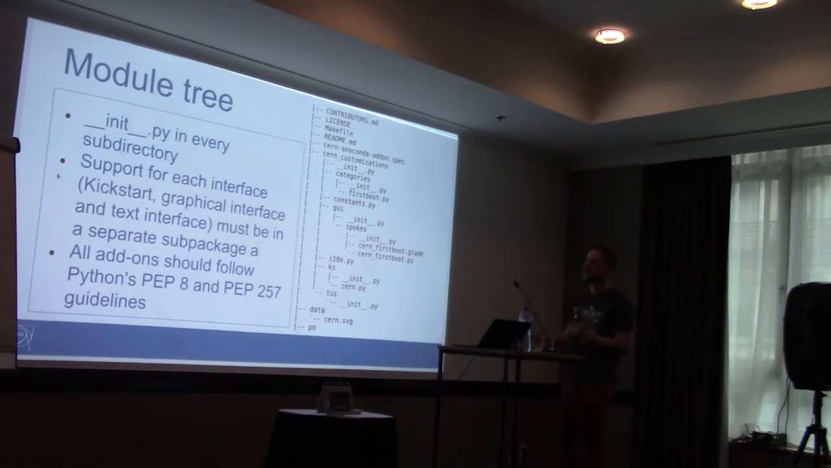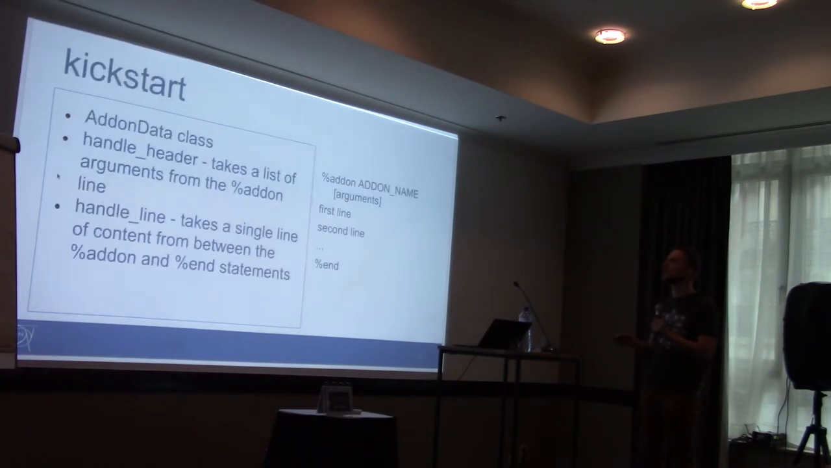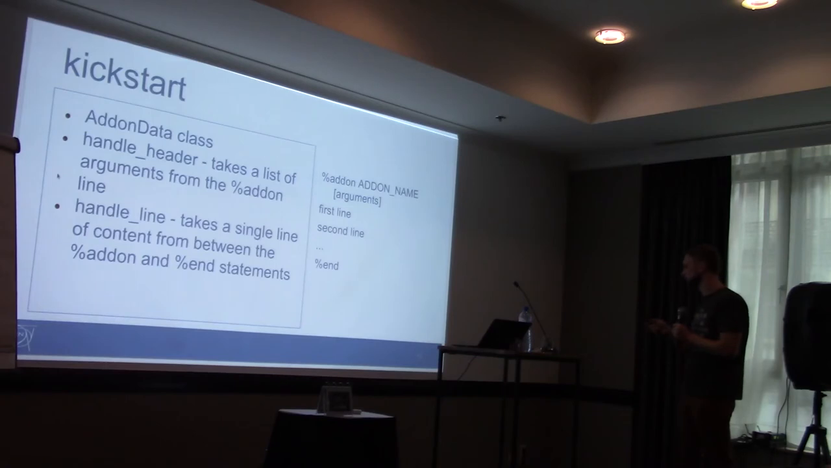Then the standard things apply: you need PEP 8 and PEP 257 for docstrings. It's what Red Hat asks for in the documentation. So just run it in your Git workflow. Kickstart. So, Kickstart. Basically, you have an addon class.